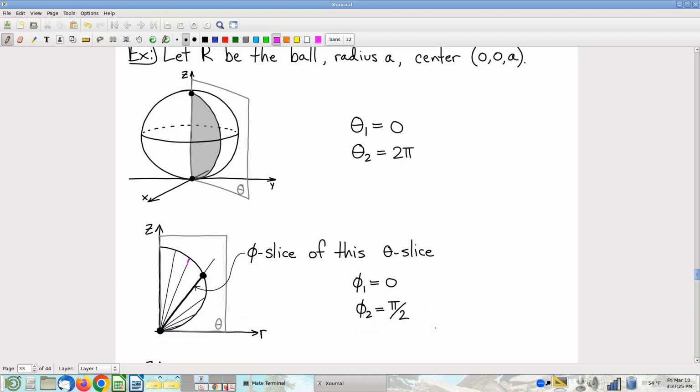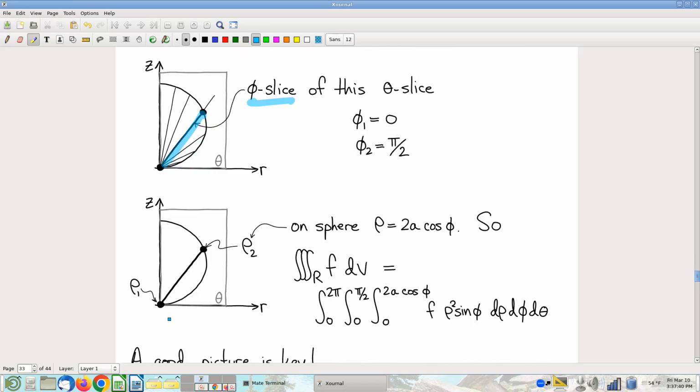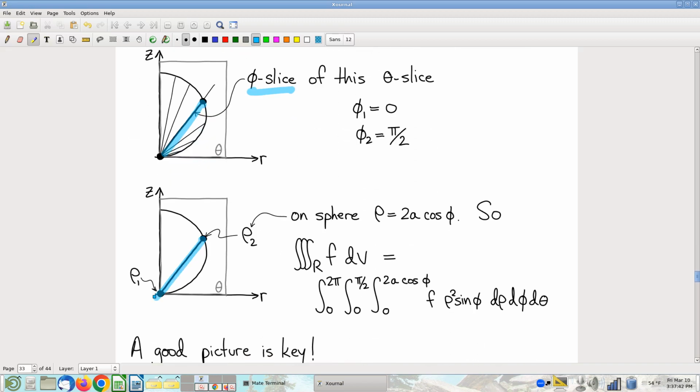Okay. All right. So we've got our theta bounds. We've got our phi bounds. We are now going to focus on a phi slice, specifically, a phi slice of our theta slice. Right. So this is what we're looking at, and now we want to understand the range of values of rho.